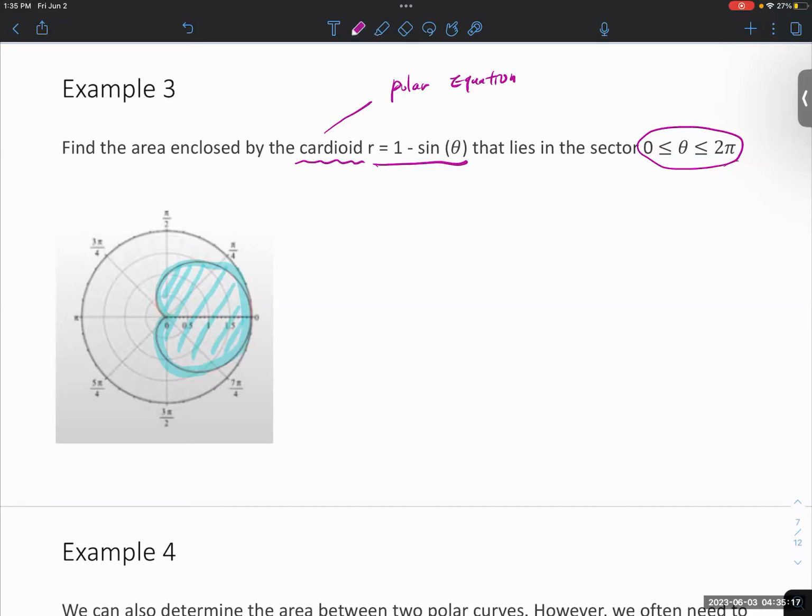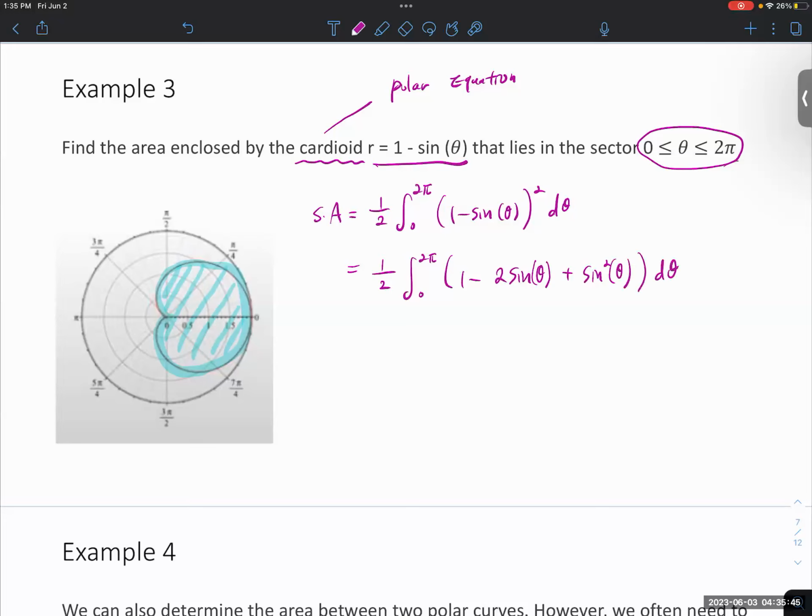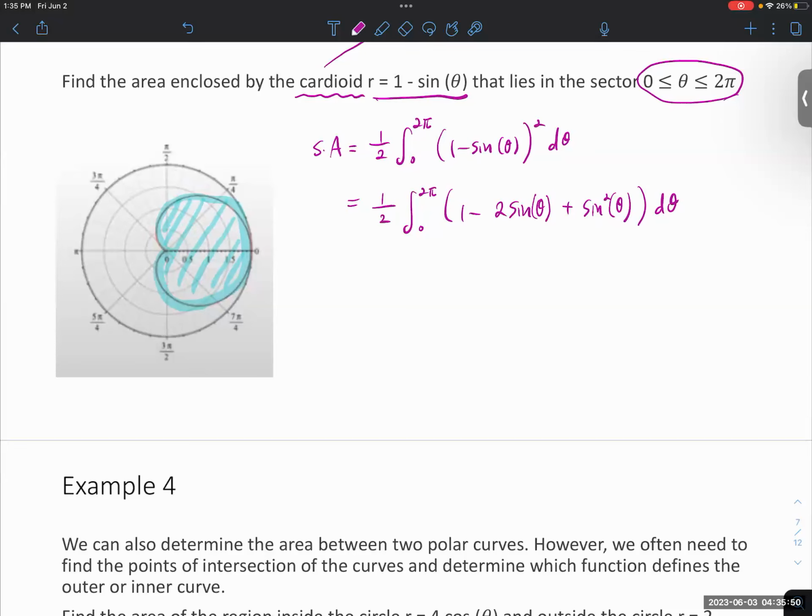So we can find the sector area: 1 over 2, integral from 0 to 2 pi, of 1 minus sine theta, squared, d theta. I'm going to expand it. So 1 minus 2 sine theta plus sine squared theta, d theta. Gotcha. Again, I'm going to separate them, but you can simplify.